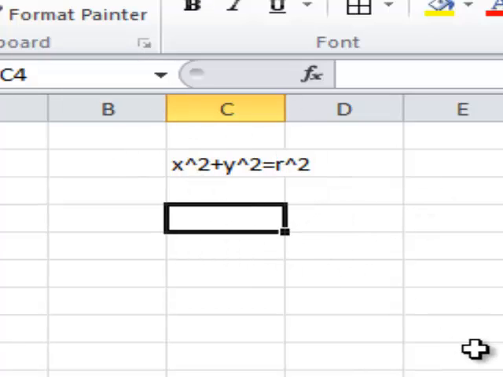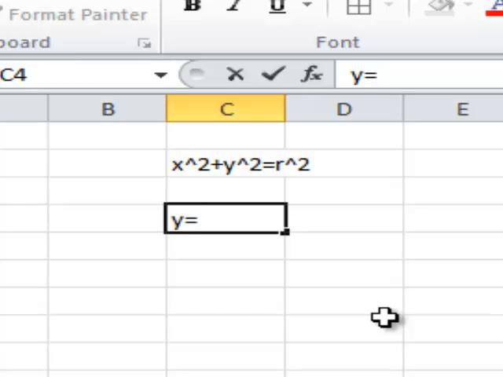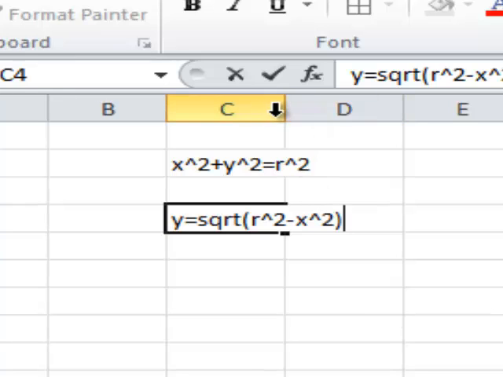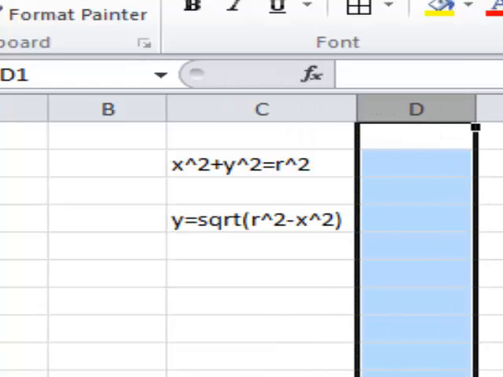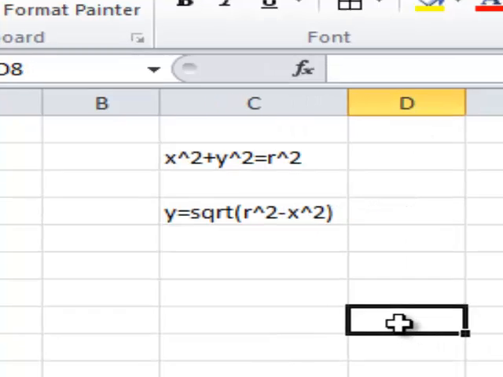What we want it to look like is y equals the square root of, so we will go sqrt, square root of r squared take x squared, with the brackets closed. That's going to be the crux of our formula. So let's make our little table.